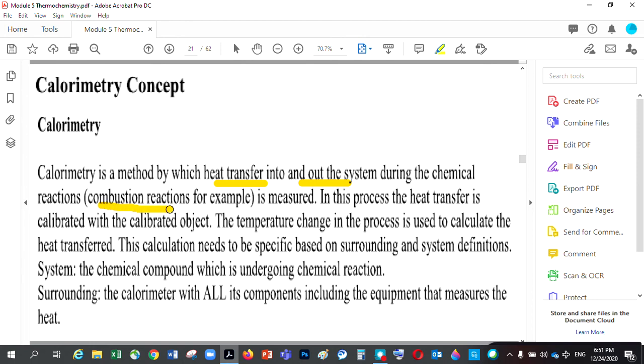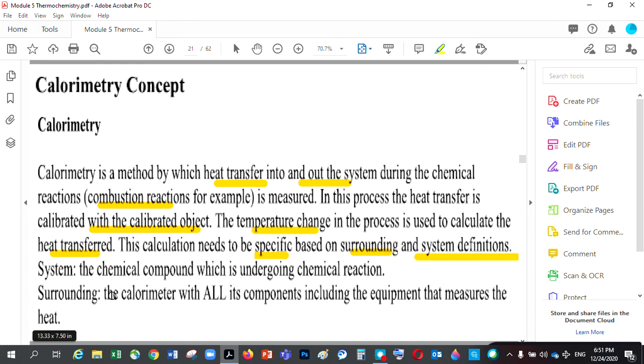We can use this one during a combustion reaction, correct? And we can use it for a transfer reaction, correct? So in this process, the heat transfer is measured with a calibrated object. The temperature change in the process is used to calculate the heat transfer. The calculation needs to be specific, based on the surrounding and system definitions.